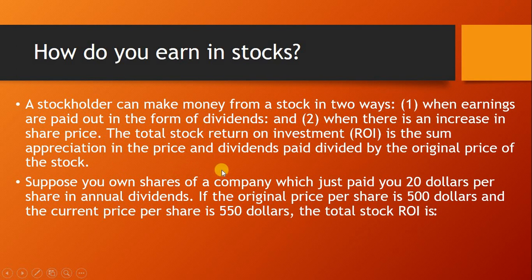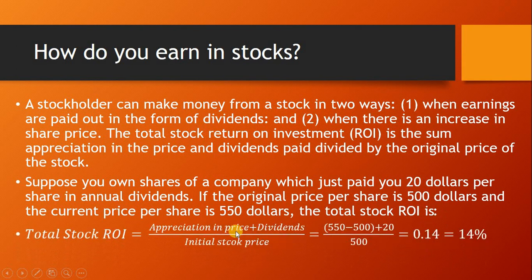So suppose you own shares of a company which just paid you $20 per share in annual dividends. If the original price per share is $500 and the current price per share is $550, the total stock return on investment is the quotient of the sum of the appreciation in price and dividends and the initial stock price. So that would be the difference of $550 and $500, plus 20, divided by 500, which is equal to 0.14, or your total stock return on investment would be 14%.